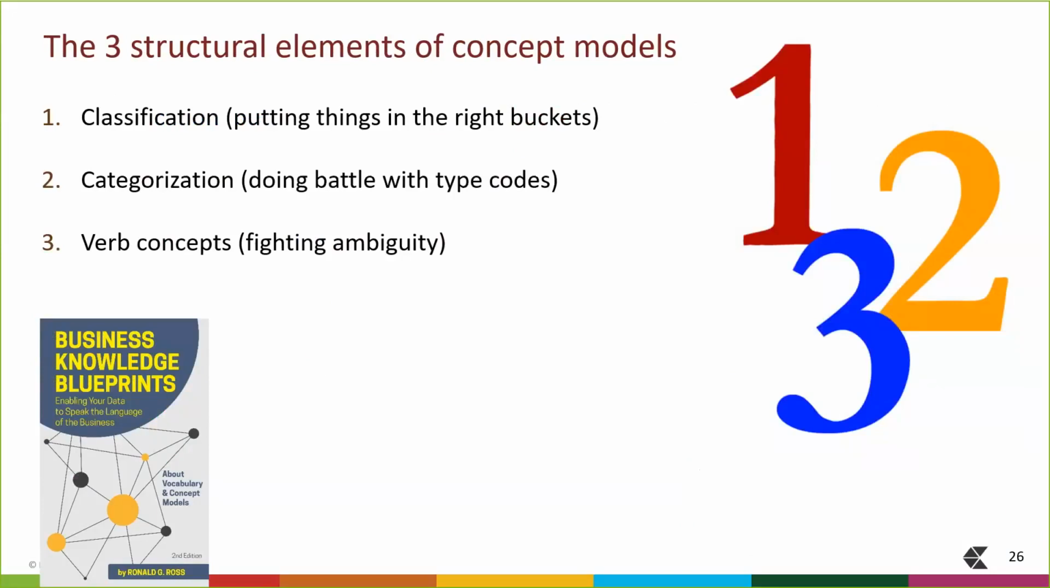But today I'm talking about concept models, and I want to come full circle back to that. Concept models feature three key notions, three basic notions. We've already talked about the first, which is classification. Classification is the most basic of all, and that's why I started there. It's about being very clear what we're talking about so we can put things in the right conceptual buckets. For the rest of my presentation, I'll talk about the other two notions, which are categorization and verb concepts. By the way, my new book also covers those two notions in great detail with illustrations. So yes, these three notions do address the fundamental challenges of data design.